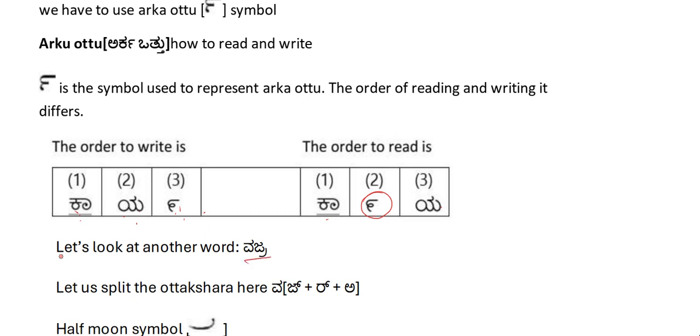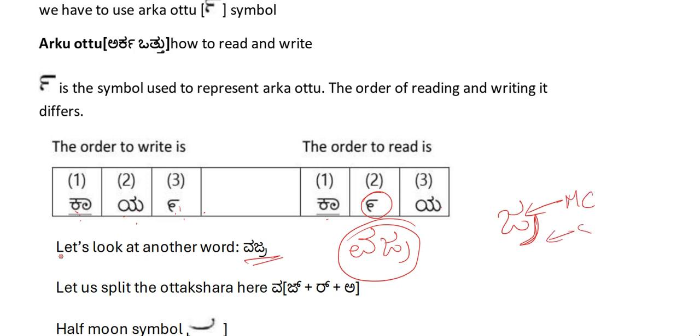Now let's take another example. This is Vajra. How do we pronounce it? Vajra. This is similar to how we pronounce the usual Ottakshara. What is the rule? You have a main consonant and a secondary consonant. The main consonant you always pronounce in its root form. So you will not pronounce it as Ja, you will just say J. Plus R, plus A. So you get J, Ra.